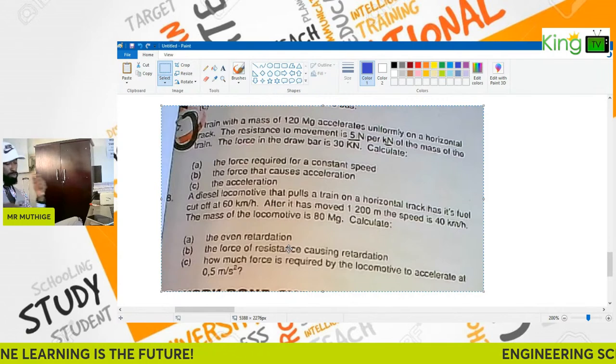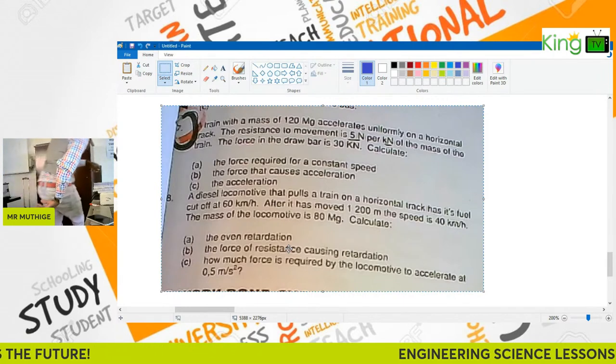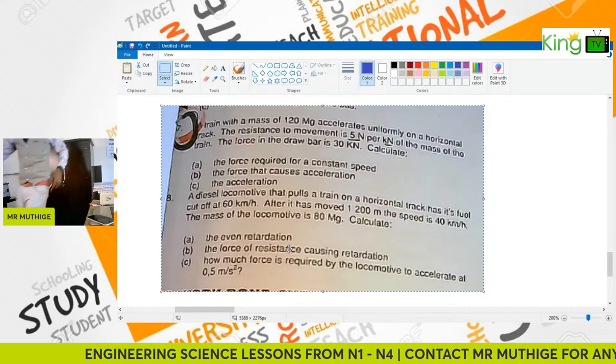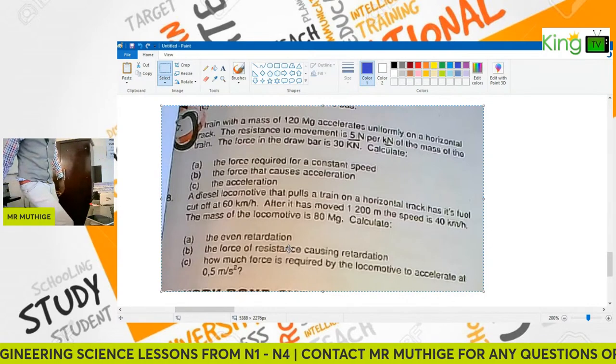Did you all sign the register? Please sign the register, my boy. And everybody else who came late.